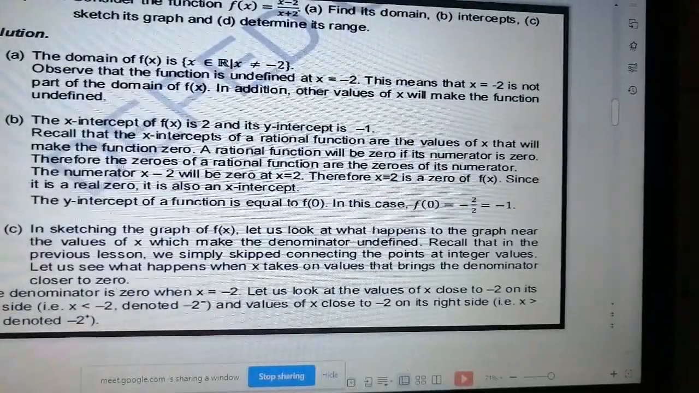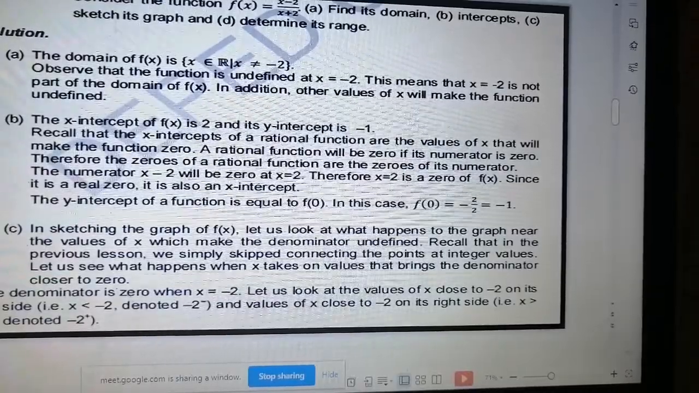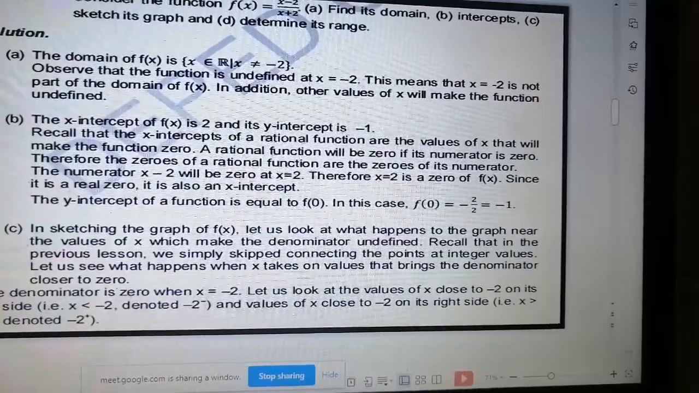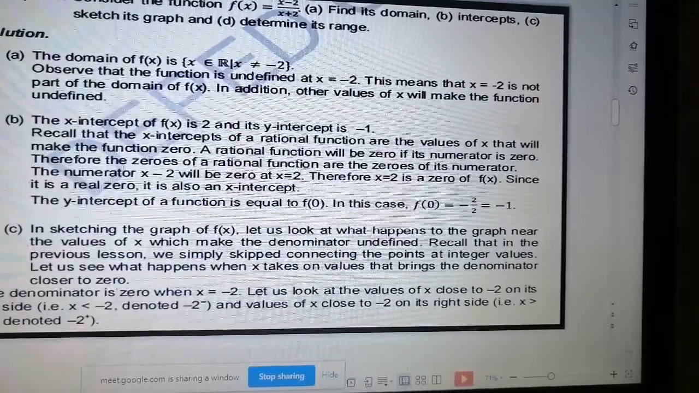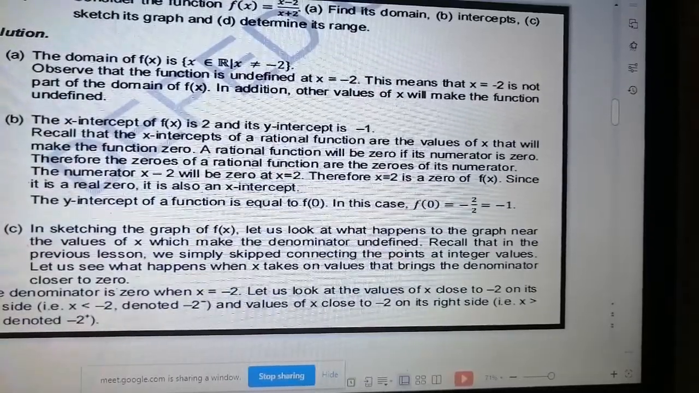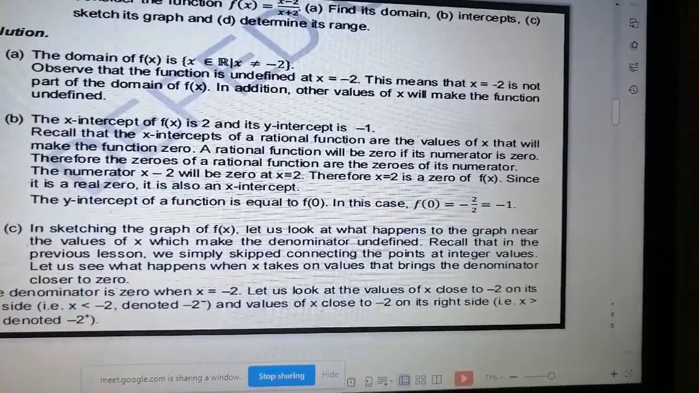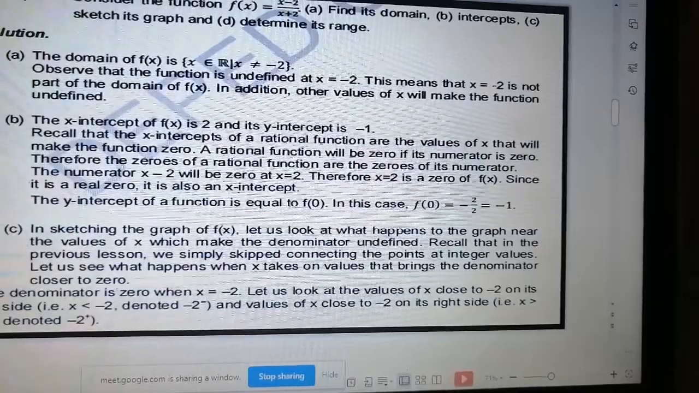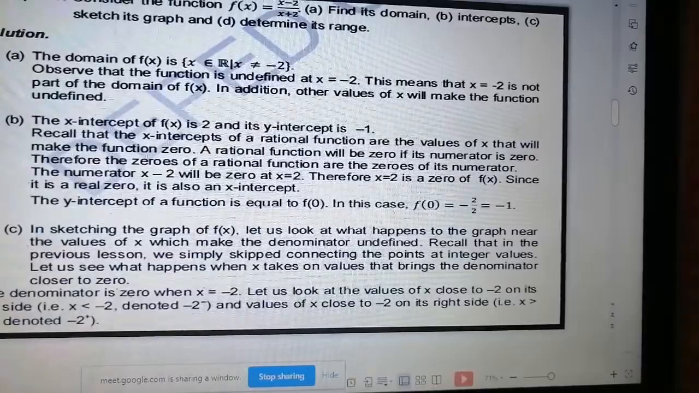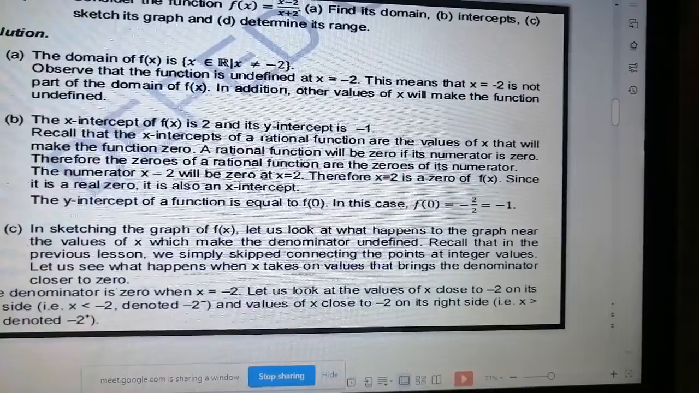Okay, example number 1. Consider the function f(x) equals x minus 2 divided by x plus 2. Ang hahanapin daw natin: find its domain, intercepts, sketch the graph, and determine the range. Okay, we have the solution here.